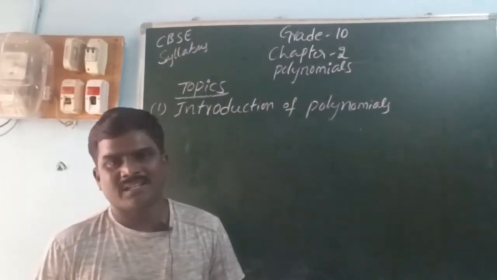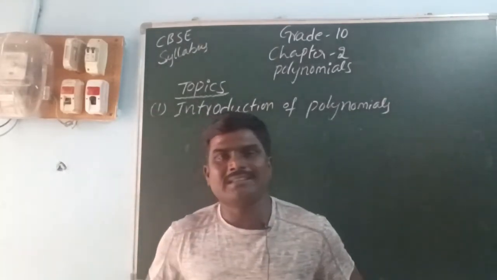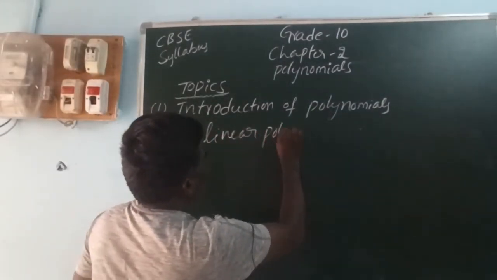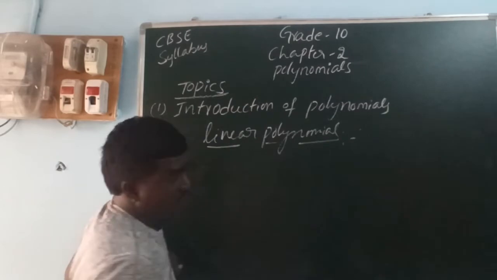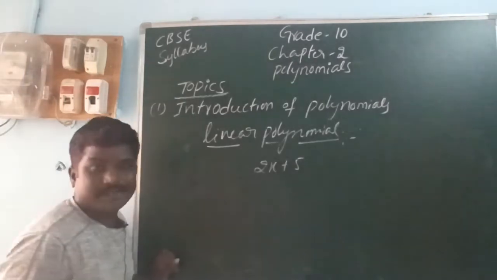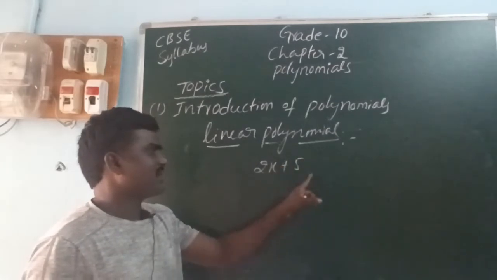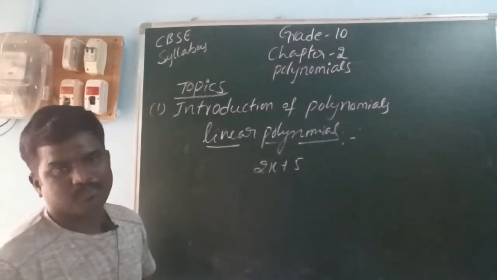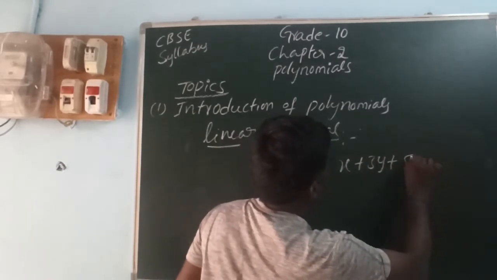Next, types of polynomials based on degree. A polynomial having degree 1 is called a linear polynomial. Example: 2x plus 5. How many terms are there in this polynomial? 2 terms. First term degree is 1. Next term degree is 0. So what is the highest degree here? 1. So this polynomial is called a linear polynomial. Okay, so here, for example, x plus 3y plus 5z.